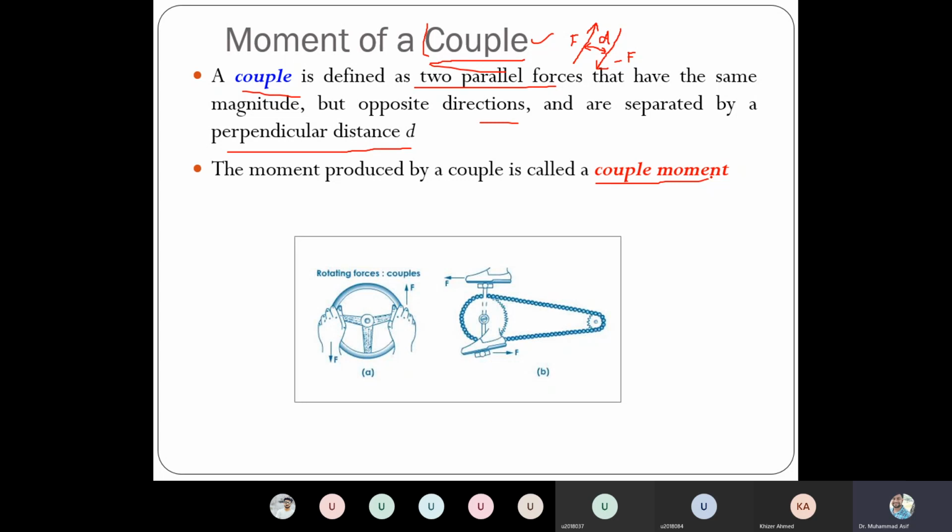And there are many examples in our daily life and in our engineering. Just take the example of steering. In that case, when you want to turn, basically you are applying a couple, equal and parallel forces. Similarly, when you are riding a cycle, then you are applying a couple, equal and parallel forces. So when there is a turning effect of those forces, we call it moment of couple. And mathematically we can calculate the moment of the couple.